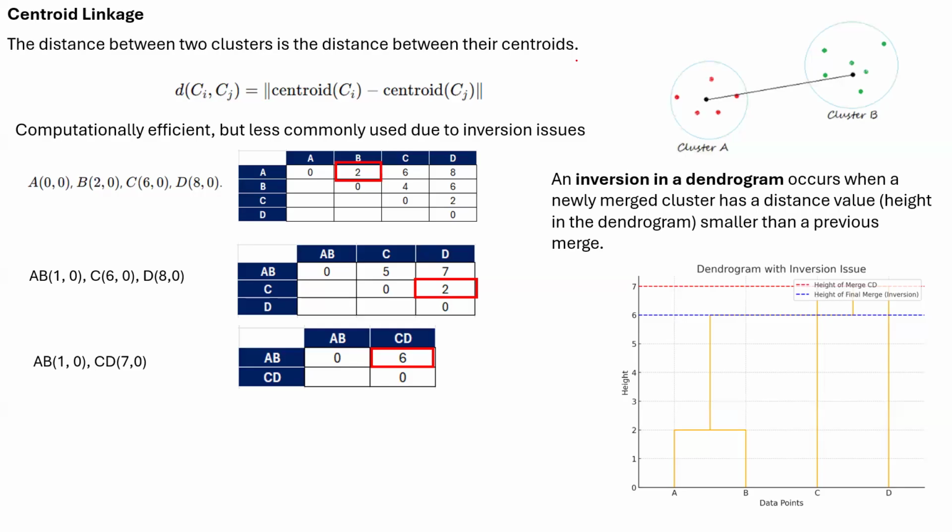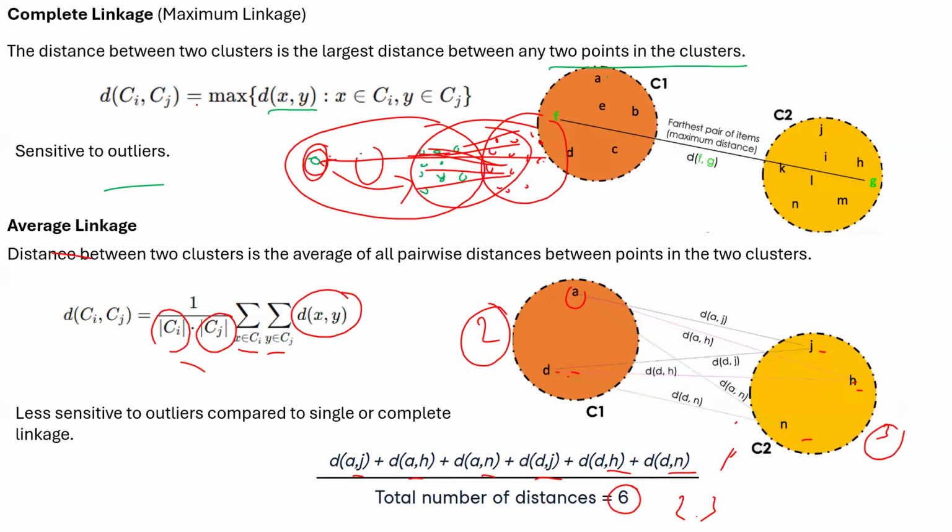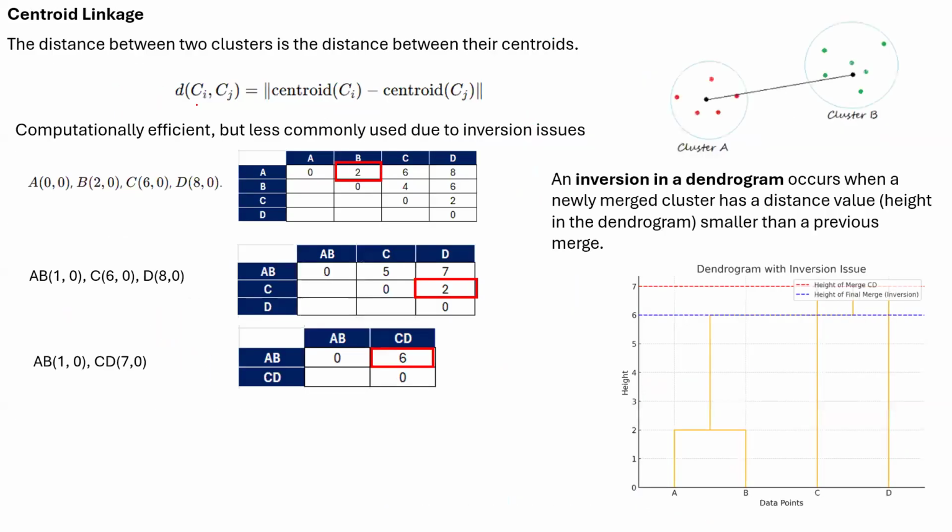So just take an example. It's very easy to understand and computationally efficient. Here, if you say average linkage, you have to calculate the distance between every 2 points, and that looks computationally inefficient, right? Because you have to calculate so many distances. Whereas in centroid linkage, you calculate the centroid of each cluster, and then you calculate only the distance between the centroids, which is computationally efficient. But the problem with centroid linkage is that inversion in the dendrogram occurs. This is computationally efficient, but less commonly used because of inversion issues.